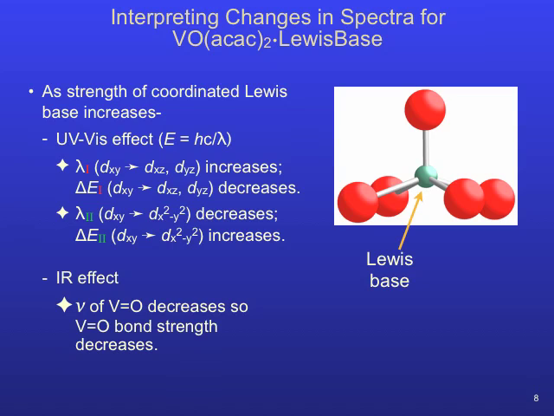We can summarize the effect of increasing base strength of a ligand attached opposite the axial vanadium-oxygen bond. As base strength increases, the wavelength of the lower d orbital transition increases, indicating a decrease in absorbed energy, and the wavelength of the higher d orbital transition decreases, meaning an increase in absorbed energy. The IR frequency of this vanadium-oxygen bond decreases with increase in Lewis base strength, indicating that the bond strength decreases.